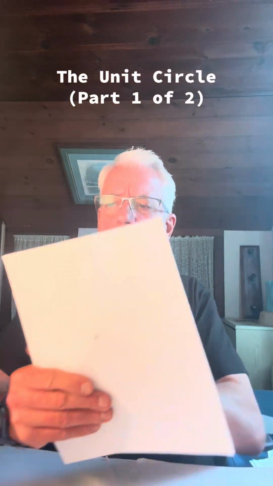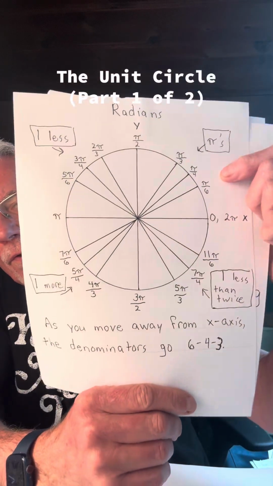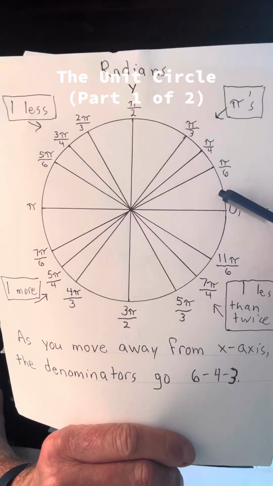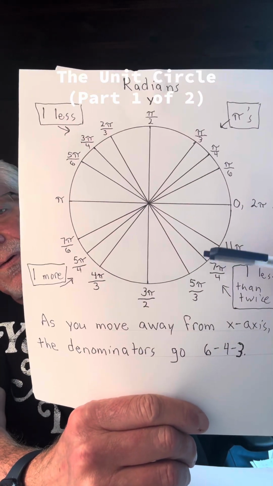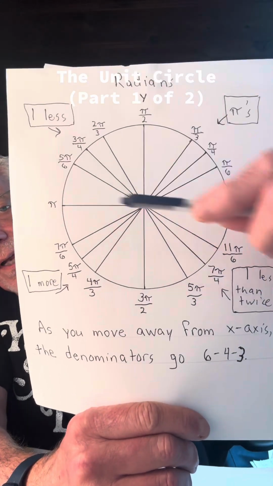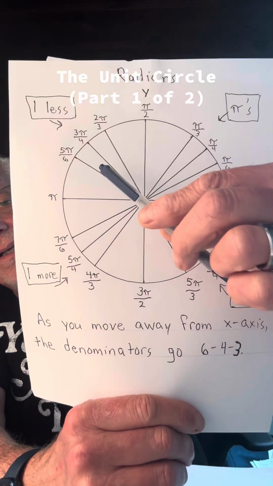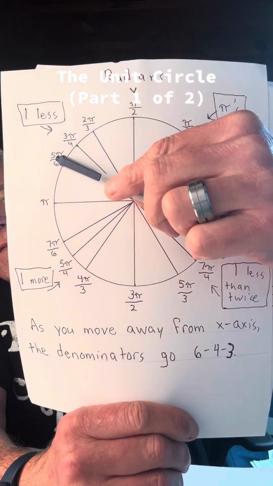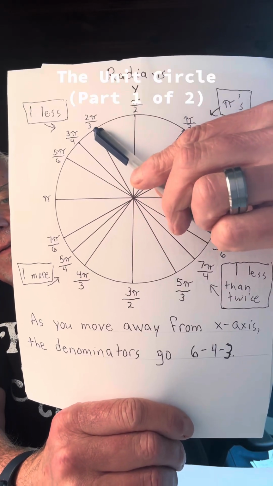Here's how I memorize these guys in terms of radians. Remember, the denominators go 6, 4, 3, 6, 4, 3, as we go away from the x-axis right here. This is just pi over 6, pi over 4, pi over 3. This quadrant is 1 less than the denominator. So if this is pi over 6, and this is 1 less, so 5 pi over 6. This is pi over 4, so 3 pi over 4. This is 1 less, so 2 pi over 3.